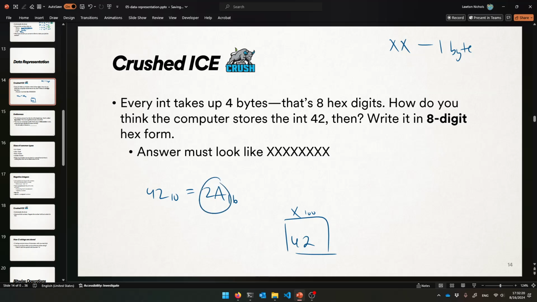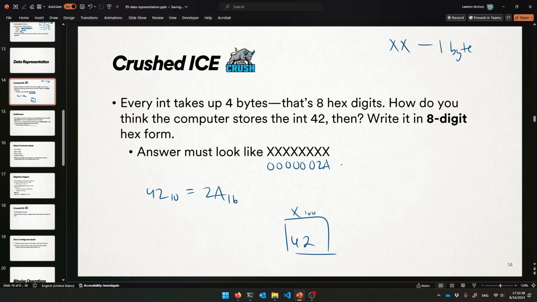Because it's 42, it's 2a, but we have more room than just 2a. Where would you put everything else? Just a bunch of zeros, right? So I think this would be my answer: 0, 0, 0, 0, 0, 0, 2a.